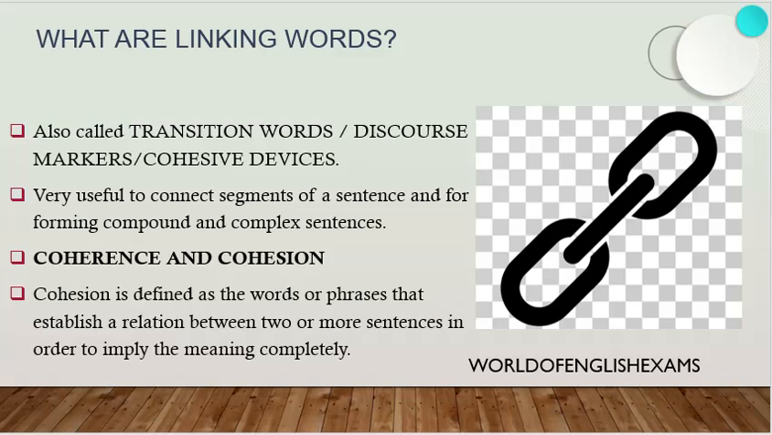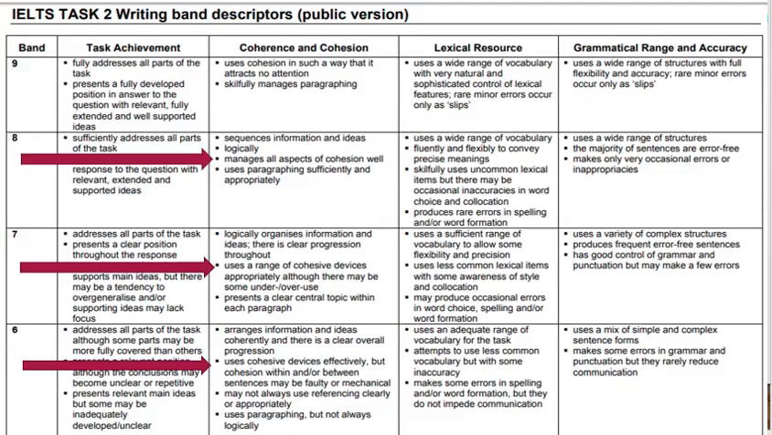So now let's get into some details. I'm going to show you the public version of the band descriptors which are officially followed, and let's understand the importance of these cohesive devices, discourse markers, whatever you may call them. This chart is the public version of the band descriptors for writing task 2 of the IELTS exam. You can clearly see that the description for each band point is given here, and I want you to particularly focus on the coherence and cohesion column which I have pointed out using arrows.